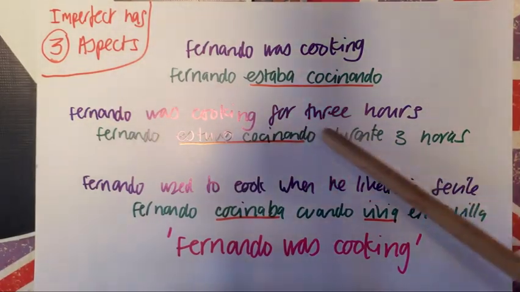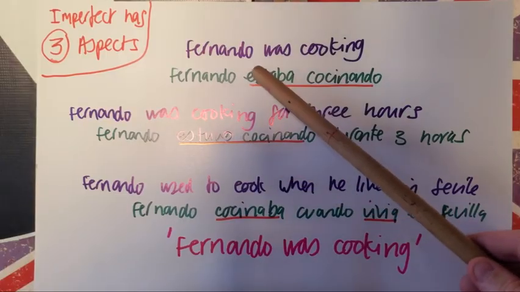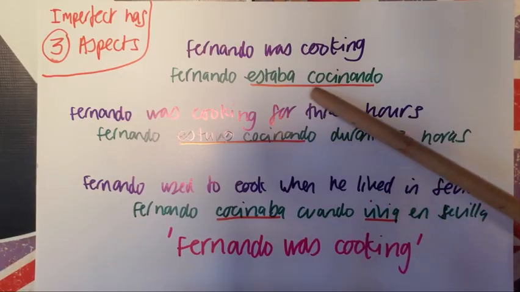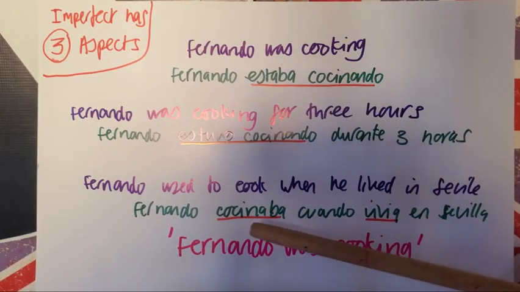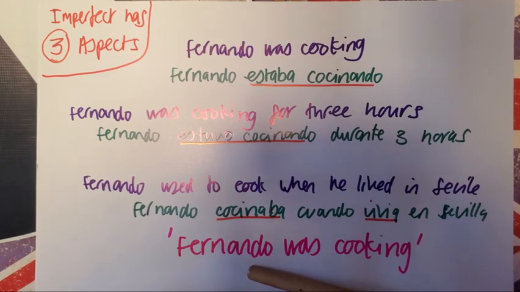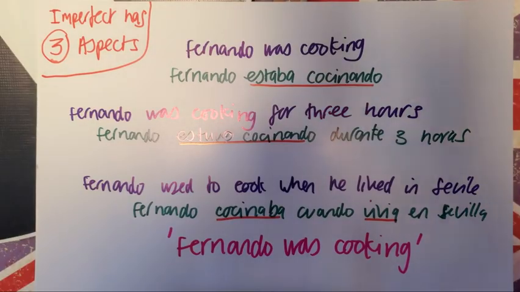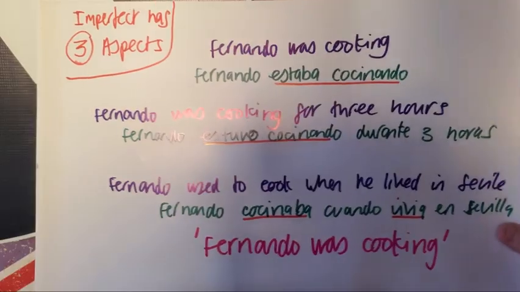So when you're mentioning a specific amount of time, you use estuve. When you're just generally narrating or talking, you say estaba. Tricky, hey? But in English, we just have was cooking, was cooking, was cooking. But in Spanish, they don't. They break down how the action of cooking was unfolding.